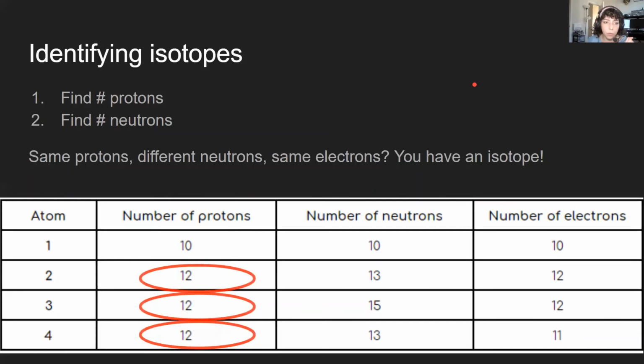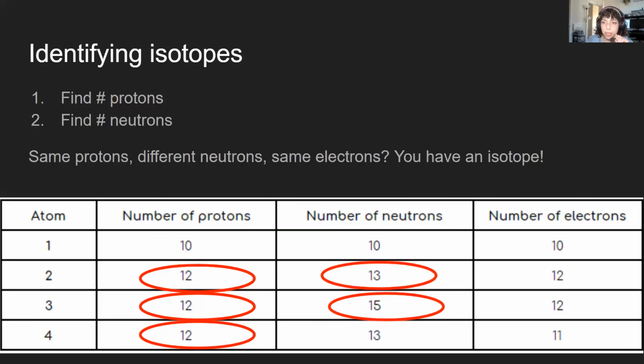You got to find which atoms have the same protons. For atoms 2, 3, and 4, they have the same number of protons. Next thing I need to do is find neutrons. If they are an isotope of each other, they'll have different numbers for their neutrons. So I look over here and I see 2, 3, and 4. Only 2 and 4 have the same, whereas 2 and 3 have a different number of neutrons.